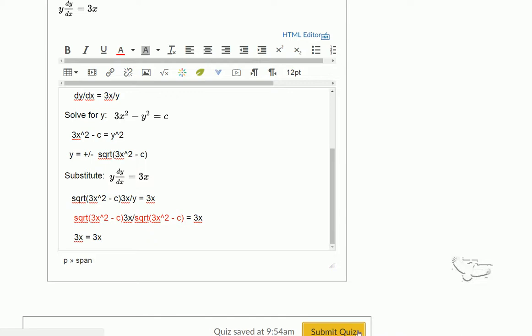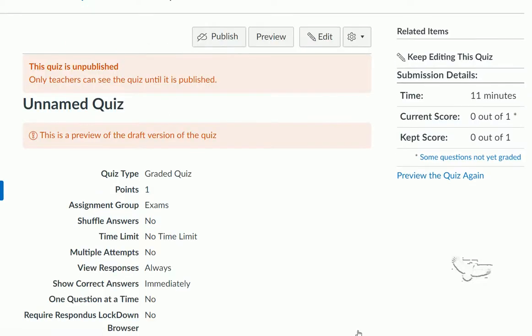This is one that I myself grade. I'm in preview mode, so the score actually doesn't show up. It says some questions are not yet graded. So whatever score you get, just keep in mind that I'll go back and grade those problems by hand.